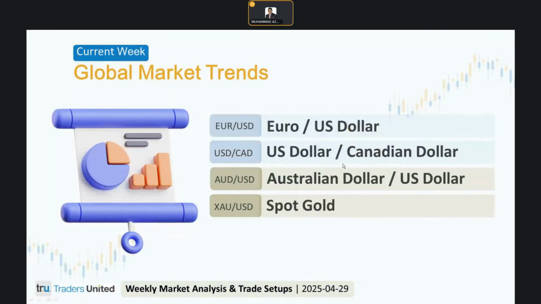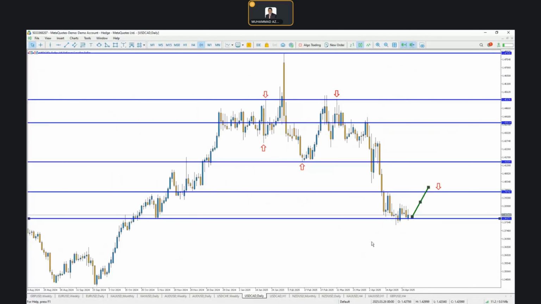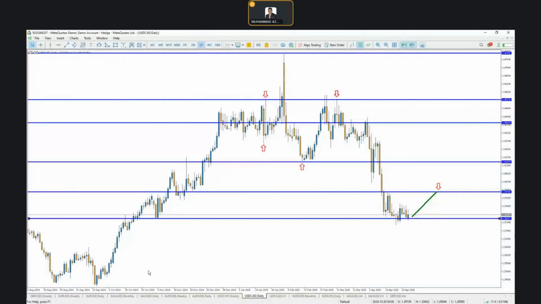Next one is the US dollar versus Canadian dollar, USD CAD. USD CAD is actually finding support at the 1.3817 area, and we might get a push in the market to the upside at around the 1.3974 area.